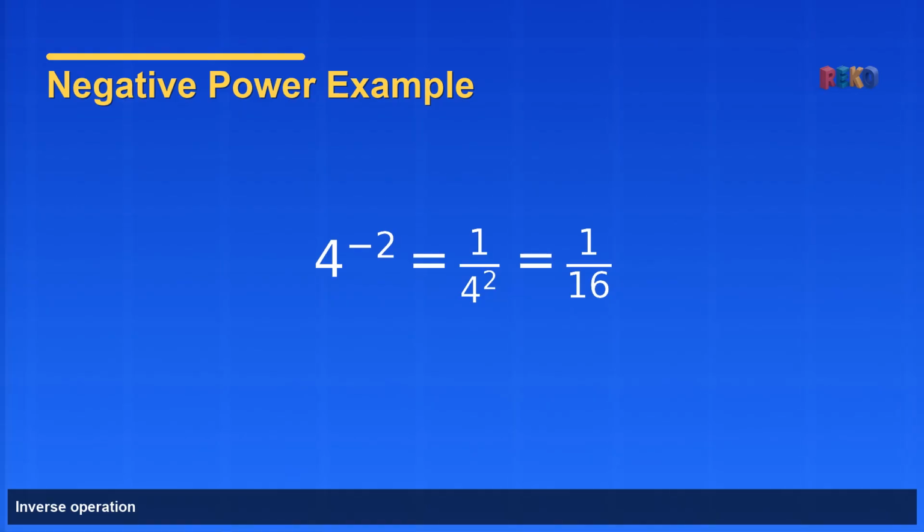A negative index reverses the effect of a power. Instead of making the number larger, it makes it smaller by turning it into a fraction. Here, 4 to the power of minus 2 becomes 1 divided by 4 squared, which equals 1 over 16. Notice how the negative sign doesn't make the answer negative. It simply flips the number to its reciprocal.